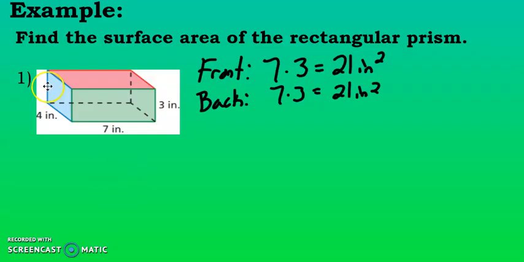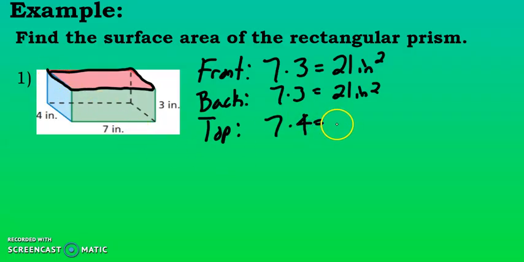Next, let's do the top side. So this right here, I'm going to trace it out. This is the top of the figure. It is also a rectangle, so I'm going to call that the top. It has a length of 7 as well, so it would be 7 times. But now the width is different. The width of the front was going up and down. This one's going from front to back. That's the 4-inch side. So I need to make sure that I understand that the width is 4 inches. 7 times 4 is 28 inches squared. So that's the top.